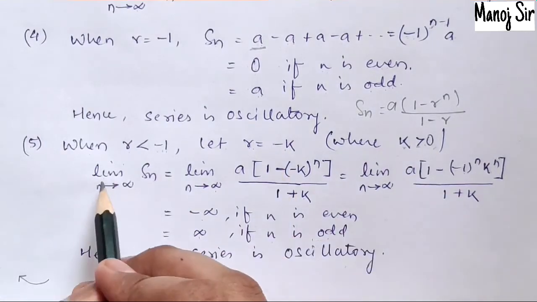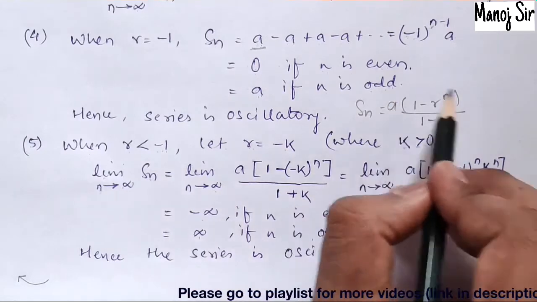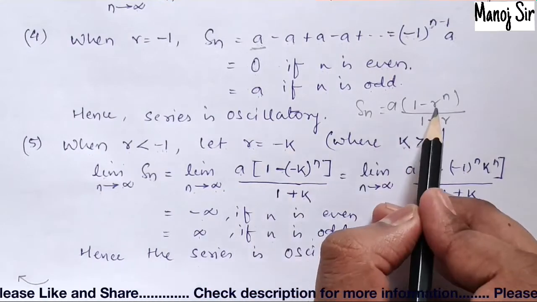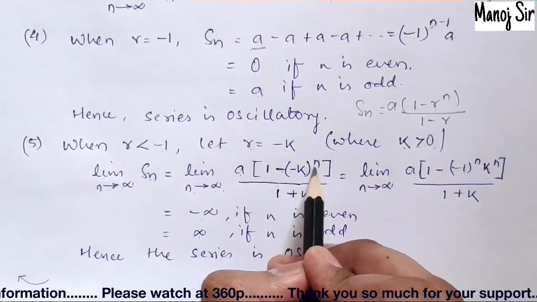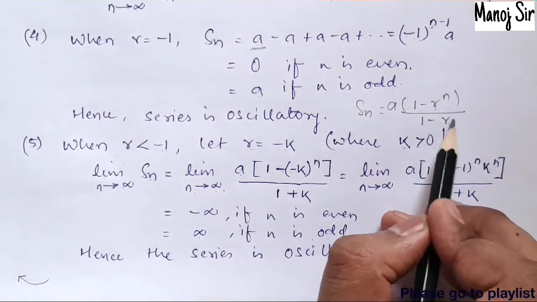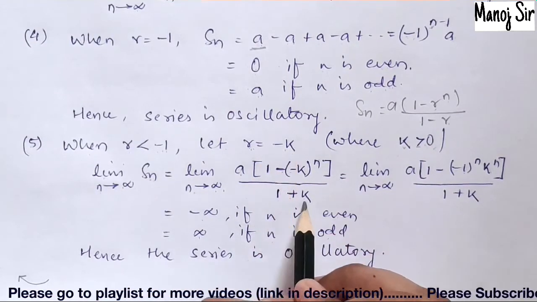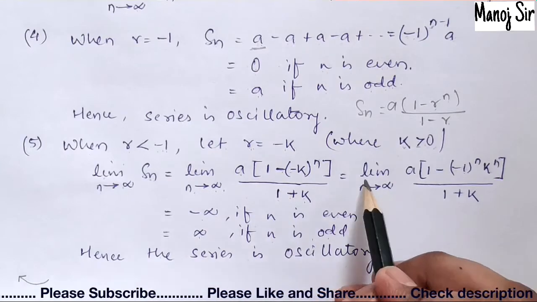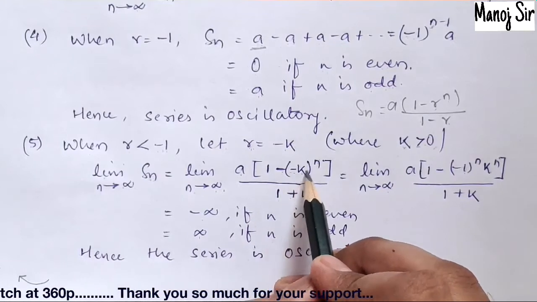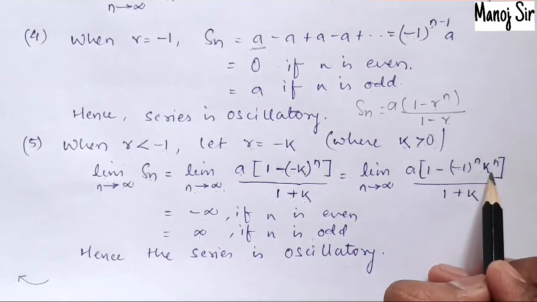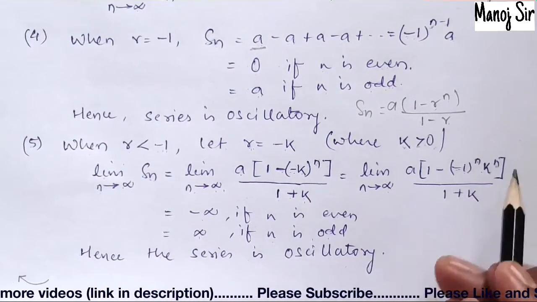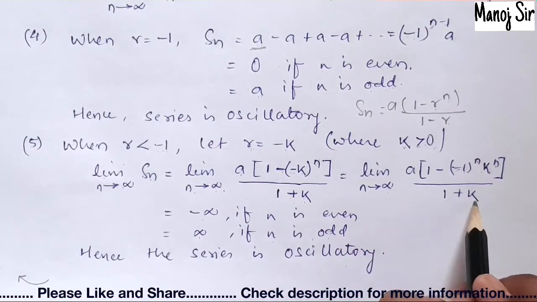Now limit n tends to infinity, Sn, we are going to take this formula: limit n tends to infinity, a, bracket open, 1 minus of what is r, r is minus k, so minus k power n, upon 1 minus r, and what is r, minus k, so 1 minus of minus k is how much, 1 plus k. Again we can rewrite this as limit n tends to infinity, a into 1 minus k power n, which can be written as minus 1 power n into k to the power n, upon the denominator as it is, that is 1 plus k.